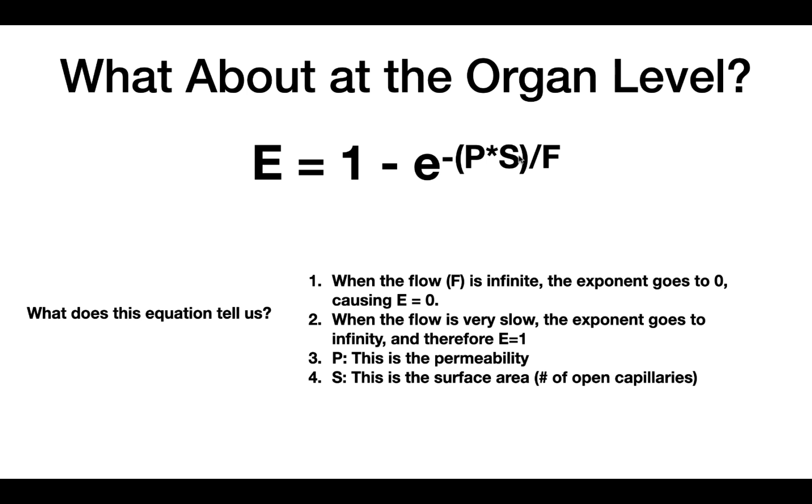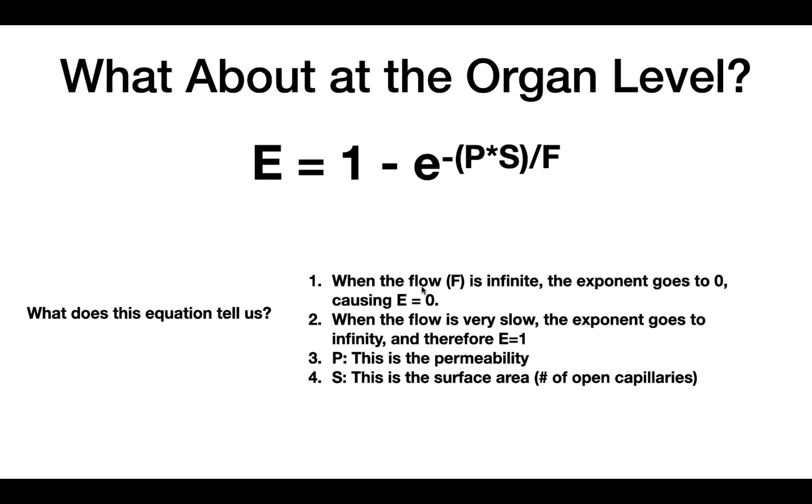So when the flow is really fast, or in other words, when the flow rate is, let's just say, infinite, what's going to happen is that the exponent is going to go to 0, because whenever you divide something by a really big number, that number goes to 0. Therefore, anything to the 0th power is going to be 1. So 1 minus 1 is 0, so therefore the extraction rate is 0.